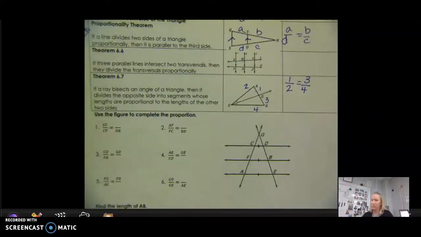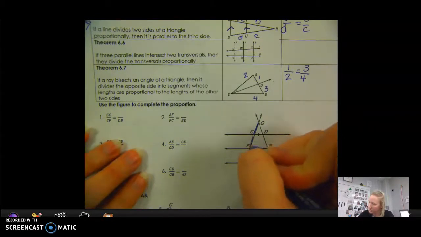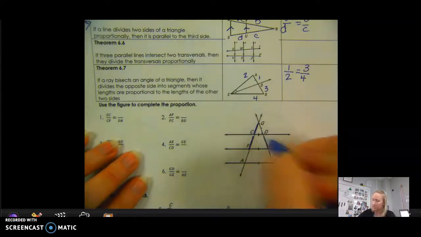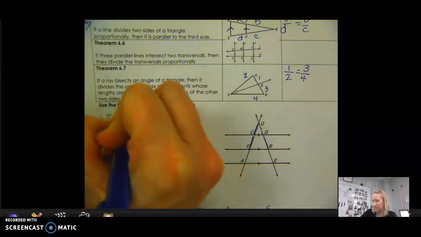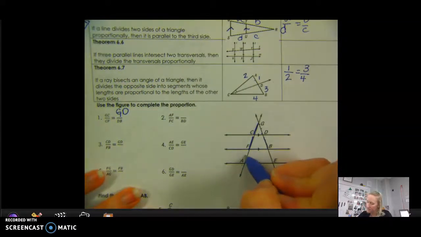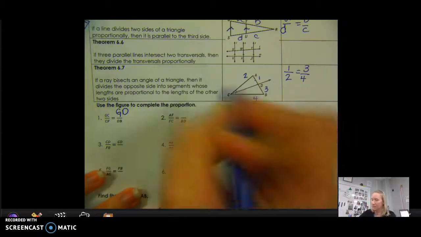Okay. Number 1, G to C, so this piece over C to F, this piece, would have to equal what over this piece? So this over this equals this over this. So that would be G to D. Next one, A to F. So this piece over F to C, this piece, is equal to what over this piece? So this over this equals this over this. So that would be E to B.